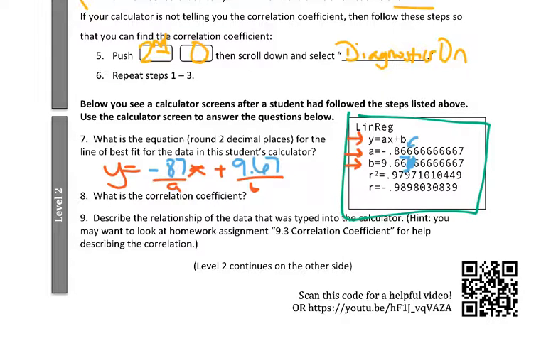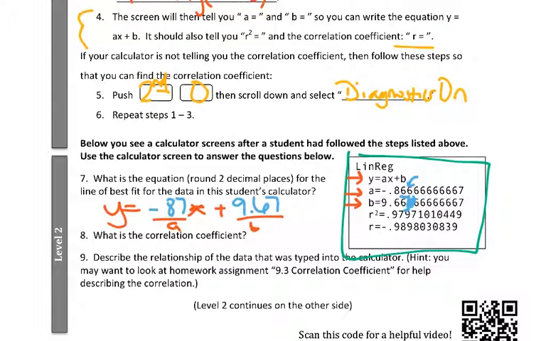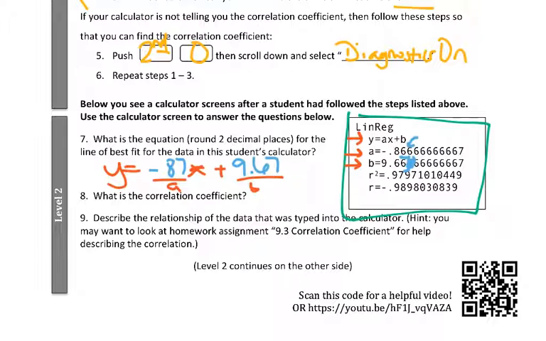Alright, the correlation coefficient. I'm going to let you figure out the correlation coefficient. Use question 4 from above for help with that. And then, using the correlation coefficient and the things we talked about on the last homework assignment, you need to write the 2 descriptive words that describe the correlation of the data that we see here.